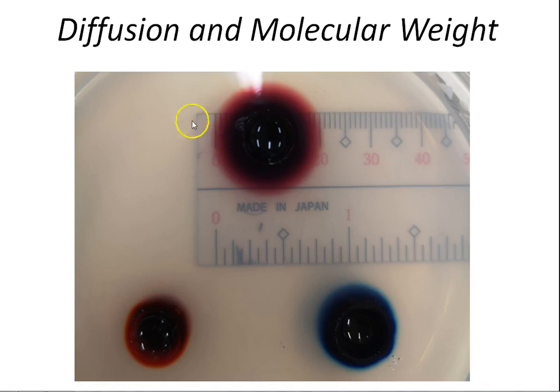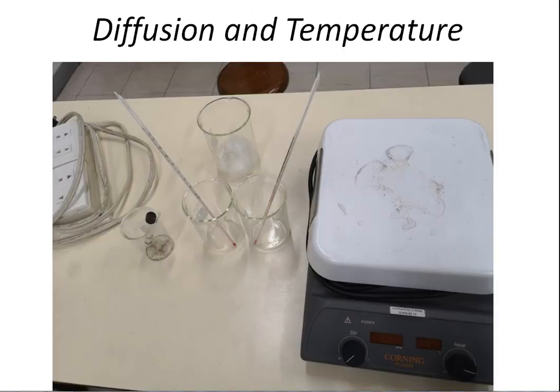So by comparing the measurements that we got from the three reagents and correlating it with the molecular weight of each, what do you think is the relationship between the rate of diffusion and molecular weight among these three reagents? Now let's move on with the demonstration of the relationship between rate of diffusion and temperature.